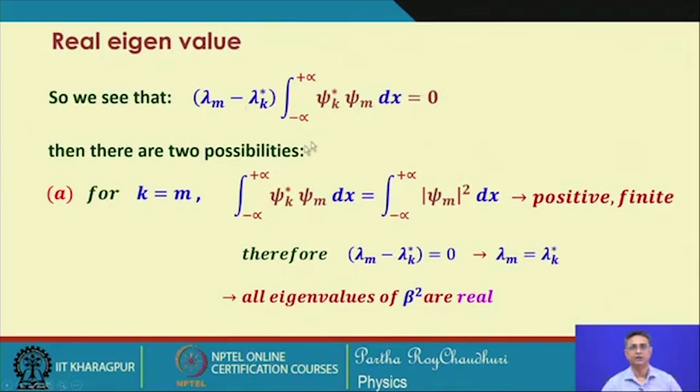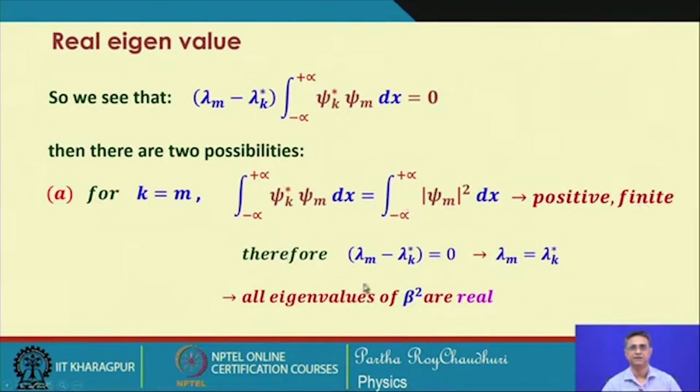So, this tells you that there are two possibilities. One is that k and m are equal, that is the two modes k equal to m are the same modes. Then this integration, if this is equal to 0, then this is non-zero. So, the integral of psi m square dx will always be positive, because for one mode k equal to m, this becomes psi m star psi m, which equals mod psi m square, which is the probability of this function. So, it is always positive and finite. So, it cannot be 0.